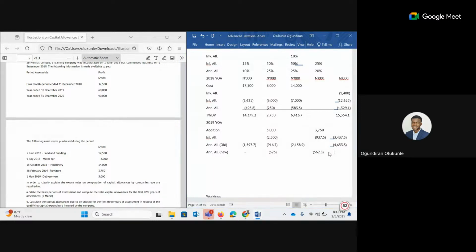All right, let's add up together. What do you have? 1187.5, new asset. 1187.5. All right, so if that's the case, let's go to the next one.